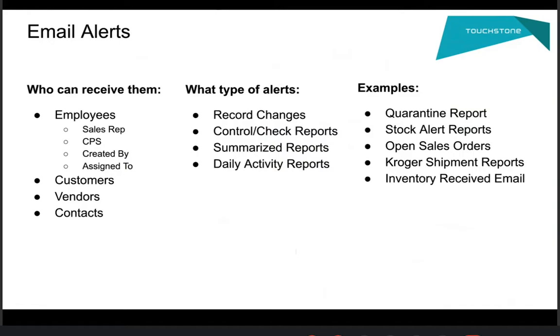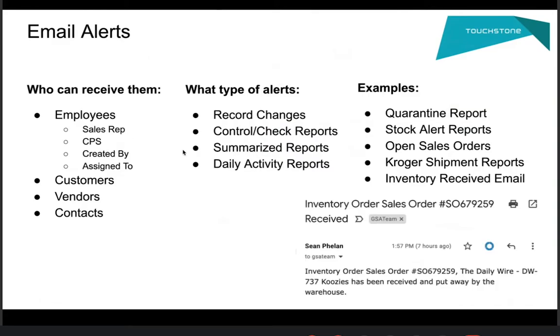So I went through some examples, but everybody probably gets some of these quarantine reports. We do stock alert reports for programs, open sales orders. Further shipment reports are sent to the customer every Friday, of what's been shipped out. And then the inventory received email notifies GSA that the sales order has been received and inventory is put away.